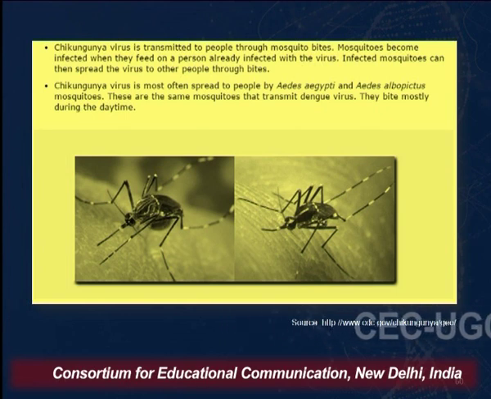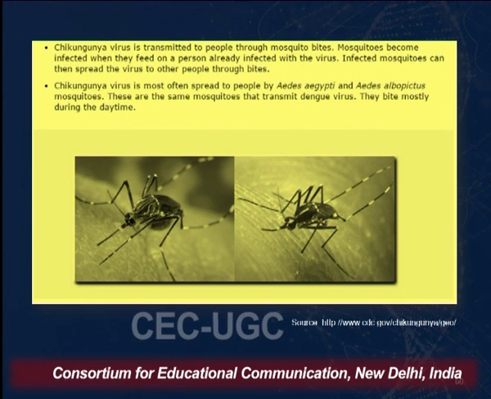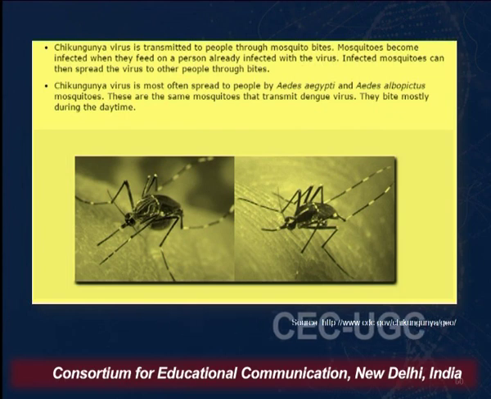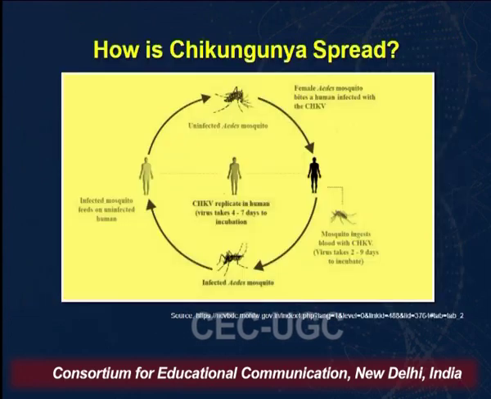So, this is the image of the mosquitoes which are shown over here. The Aedes aegypti and the Aedes albopictus mosquitoes are shown here, which are mainly involved in the spread of the chikungunya virus to human hosts.